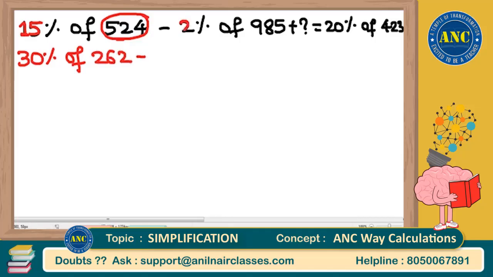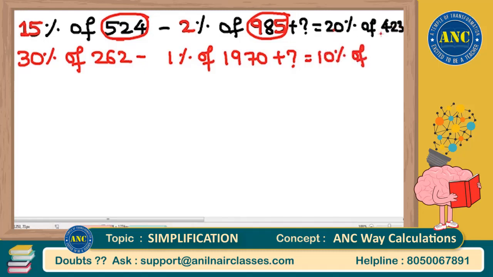Similarly, 2 percent of 985. Similarly, I have 5 here. Double it: 985 doubled is 1970. Half the percentage: 1 percent of 1970 plus question mark is equal to 20 percent of 423. I can half this 20 percent to 10 percent and make this double, 846. Now this looks like a very good number to work with. This looks a better number compared to what was given in the question.